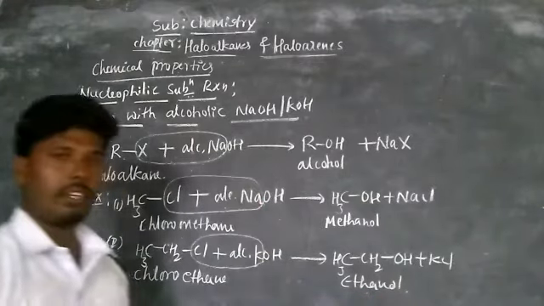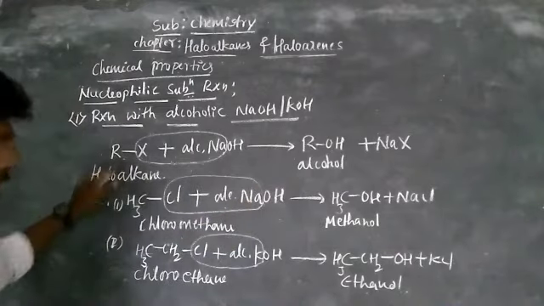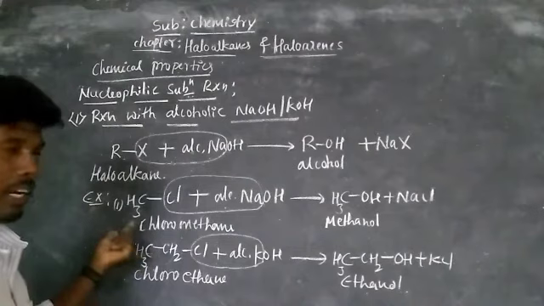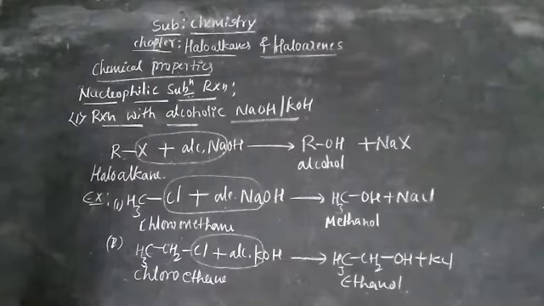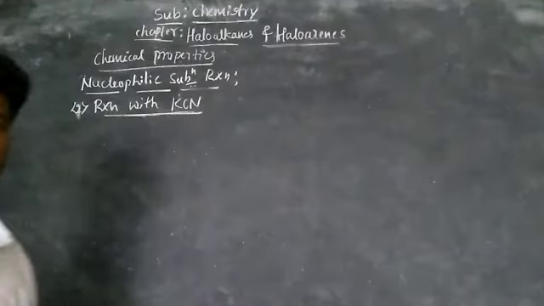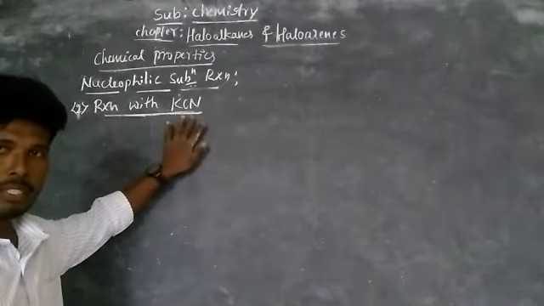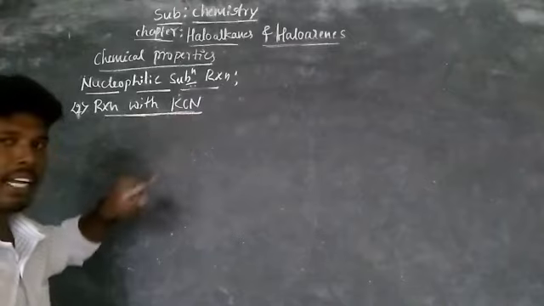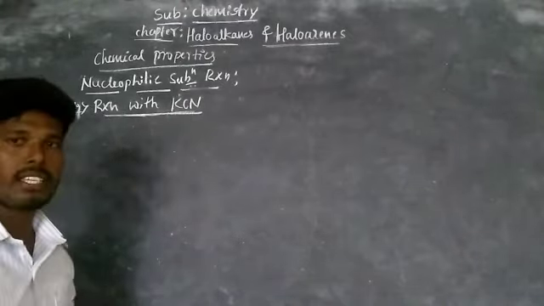Okay, so this is the way to prepare alcohols from alkyl halides, or this is one of the chemical properties of alkyl halides. Now the second one: reaction with potassium cyanide. The second chemical property is reaction with potassium cyanide. This potassium cyanide is an ionic compound. It easily ionizes into K plus and CN minus.